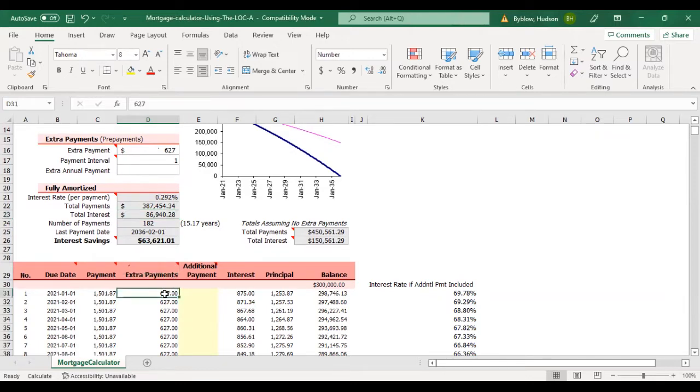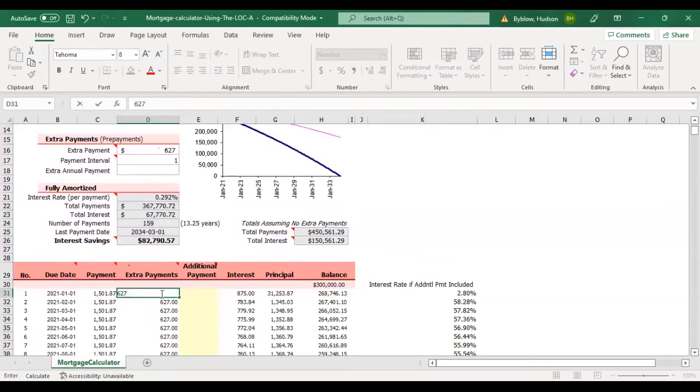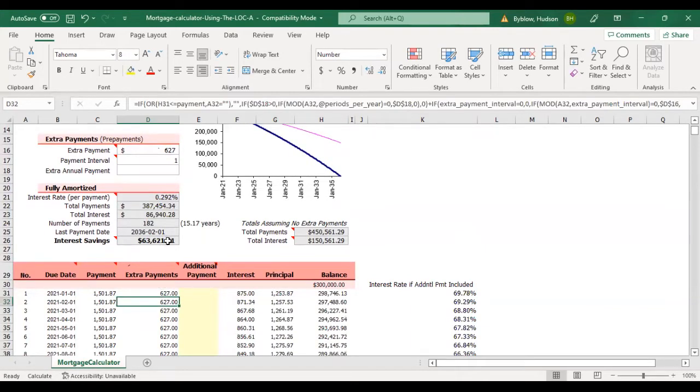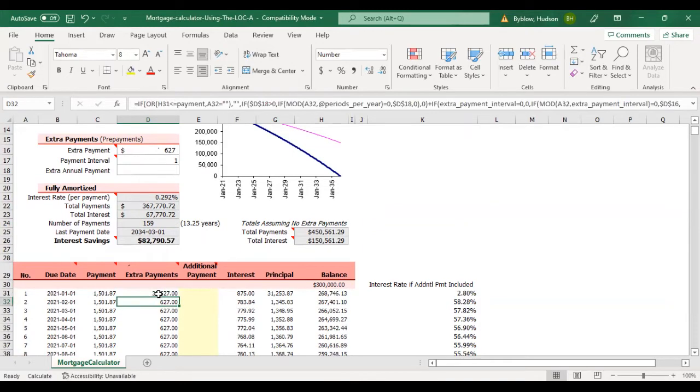Let's change that again to 30,627. So we save $82,000 when we do the 30,000 payment, versus if we just have 627, we save only $63,000. Let's see how long it took. Say 7 years. If we have the extra payment, we're down to 13 years.